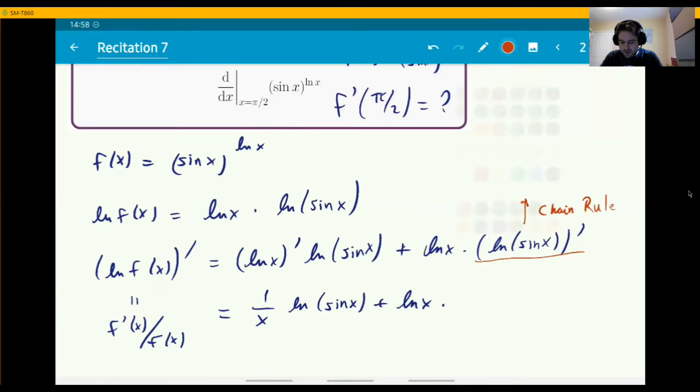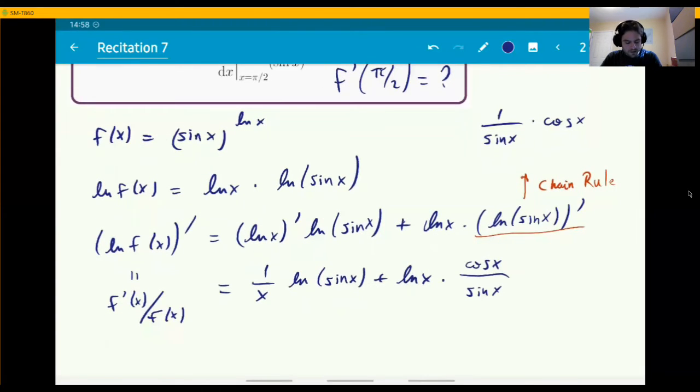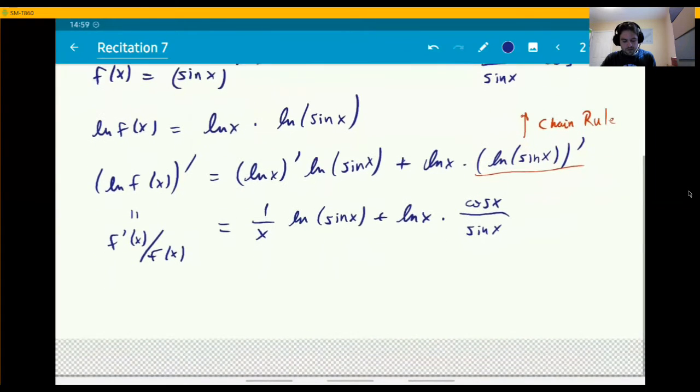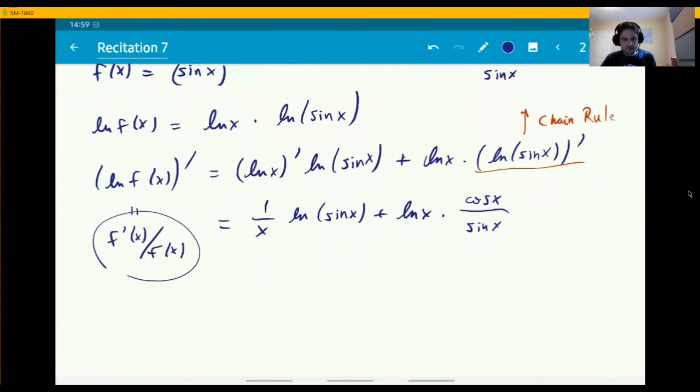You have an outer function, which is ln, applied to an inner function, which is just sine x. The derivative of the outer function applied to the inner function will give you 1 over sine x. And you need to multiply this by the derivative of the inner function, which is cosine x now. So this is what you get from the chain rule. Cosine times 1 over sine. That's what I'm writing here. You can also say cotangent. All right. This whole thing is supposed to be what f prime over f is equal to.